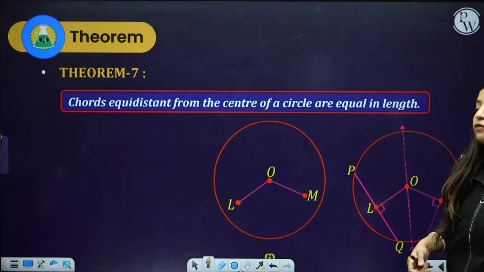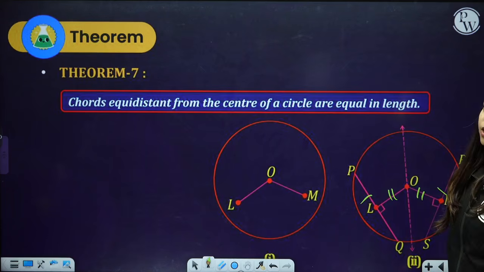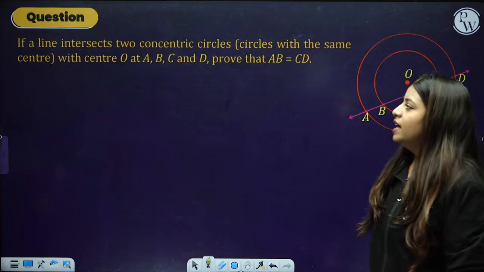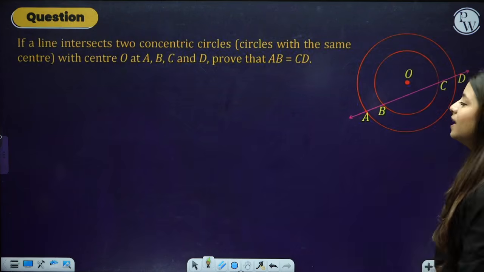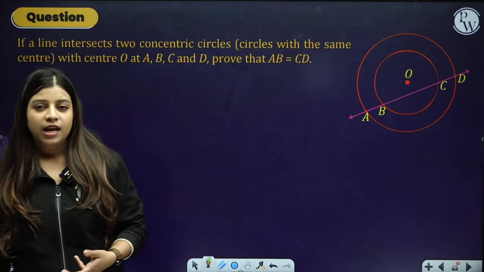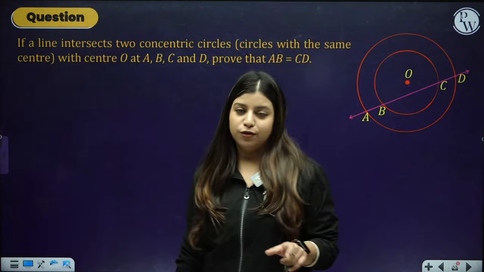Now again the converse of it, if this distance between them is equal, the chords are also equal. Next, the question says, if a line intersects two concentric, what are concentric circles? The circles which have the same center. If you have two or more circles that have the same center, they are termed as concentric circles.